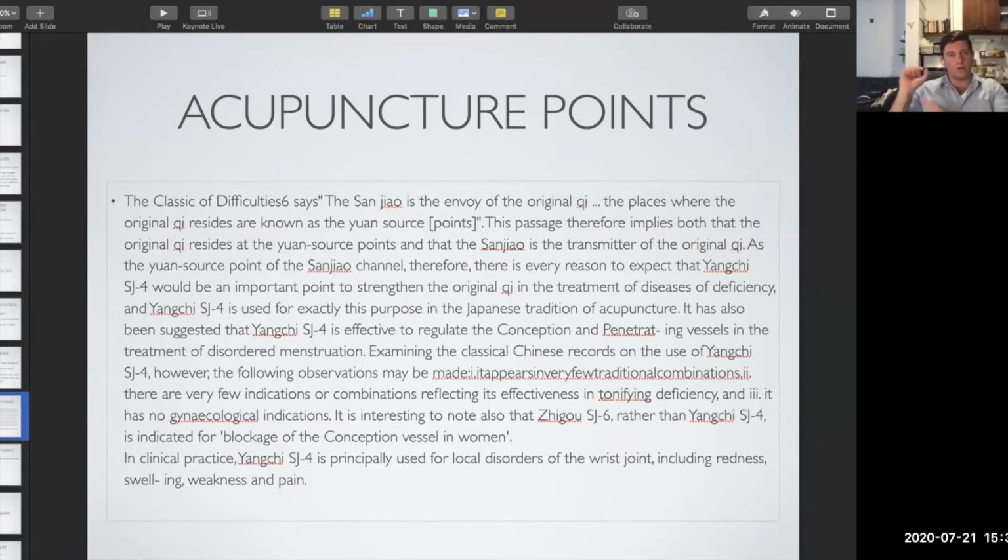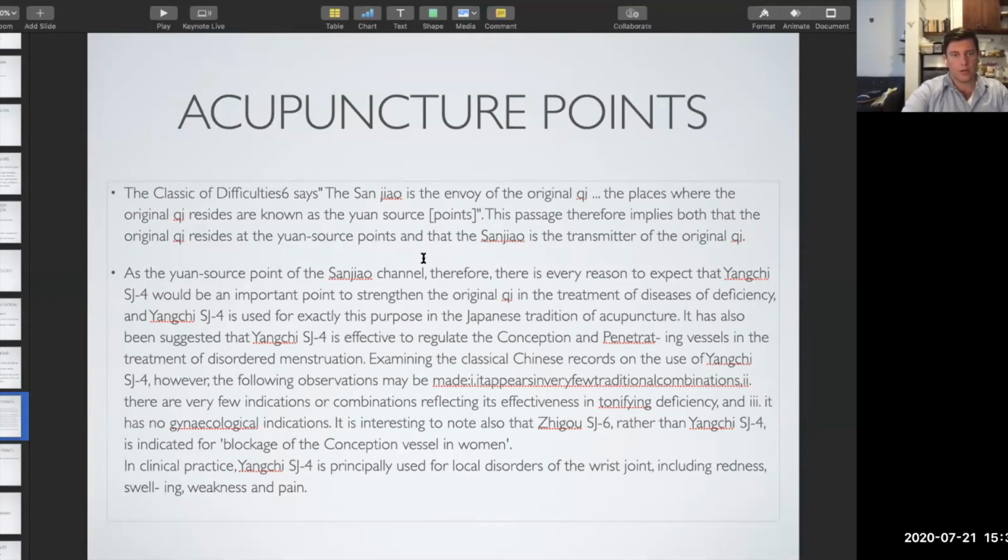So when you use a Yuan source point, you're calling up qi through the Sanjiao to that point. As the Yuan source point of the Sanjiao channel, therefore, there's every reason to expect that Yang Chi, Sanjiao 4, would be an important point to strengthen the original qi in the treatment of diseases of deficiency. And Yang Chi, Sanjiao 4, is used for exactly this purpose in the Japanese tradition of acupuncture. It has also been suggested that Sanjiao 4 is effective to regulate the conception and penetrating vessels, the Ren and the Chong, in the treatment of disordered menstruation.